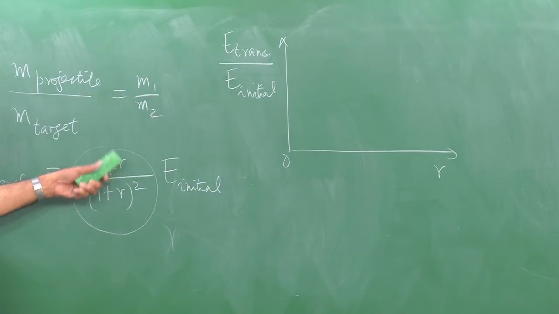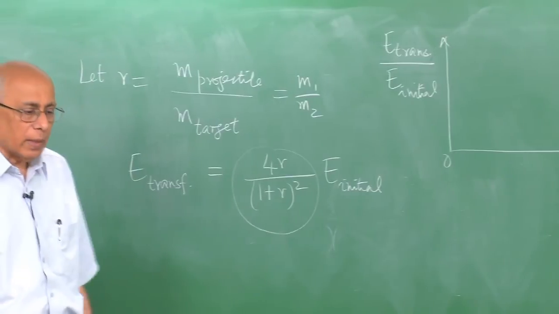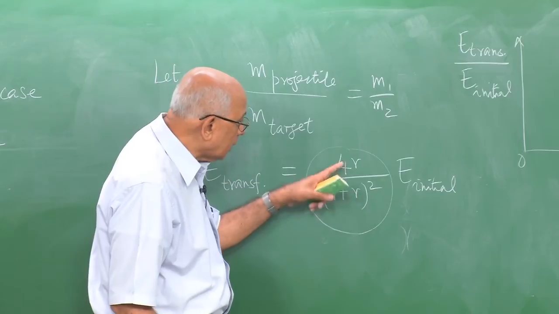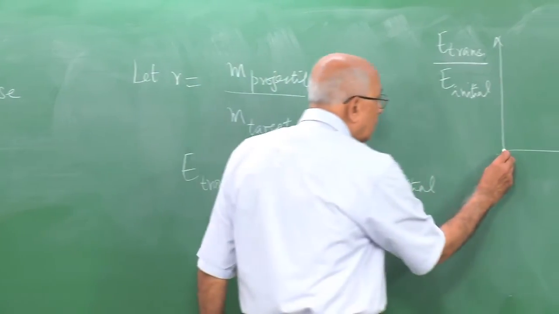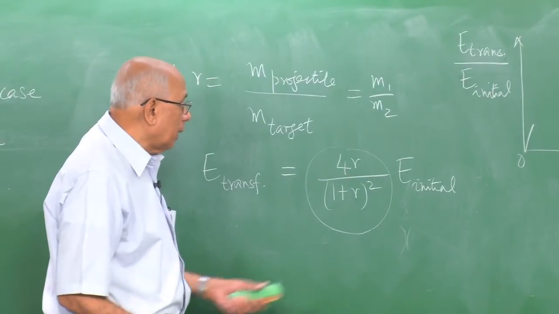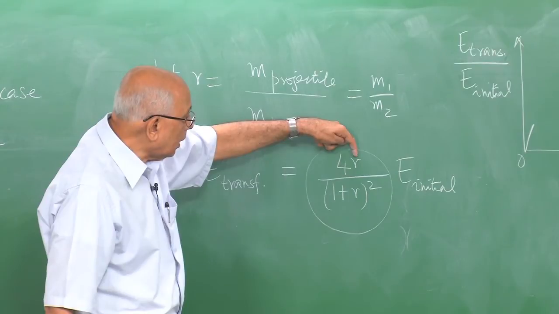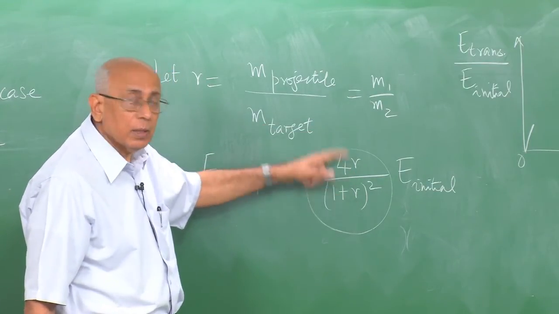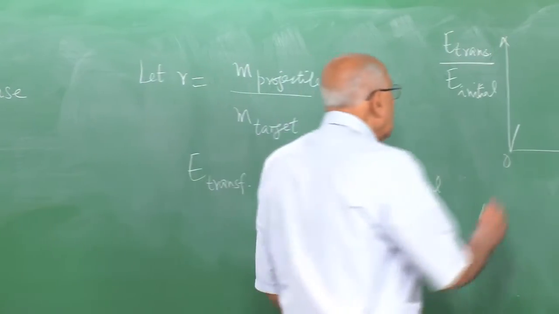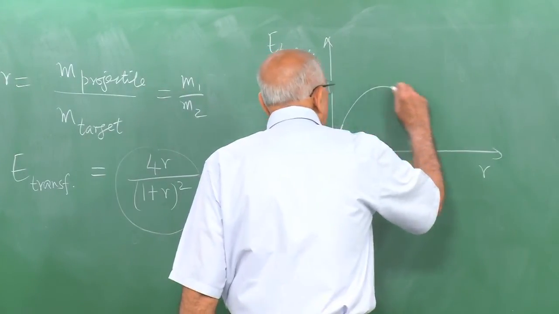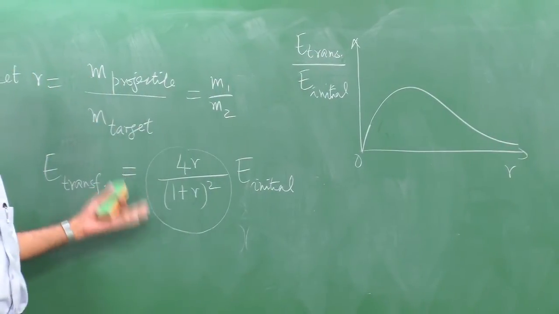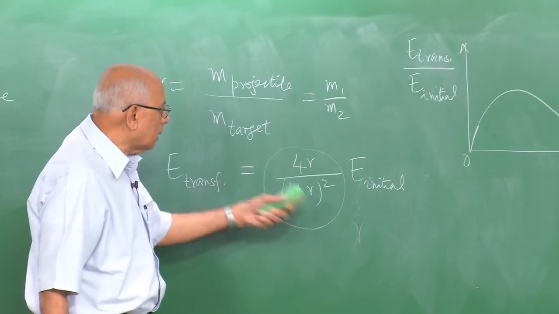We need to plot the quantity 4r over 1 plus r squared. Now for very small values of r compared to unity, this is negligible and the answer is 4r. So it starts out like a straight line with slope 4 in this fashion. And then for very large values of r compared to unity, the numerator goes like r, but the denominator has an r squared, and so the ratio goes like 4 divided by r and drops off like 1 over r. So in between it must have a maximum at some point and drops off in this fashion, and it is obvious on inspection or differentiation that the maximum occurs when r is equal to 1.